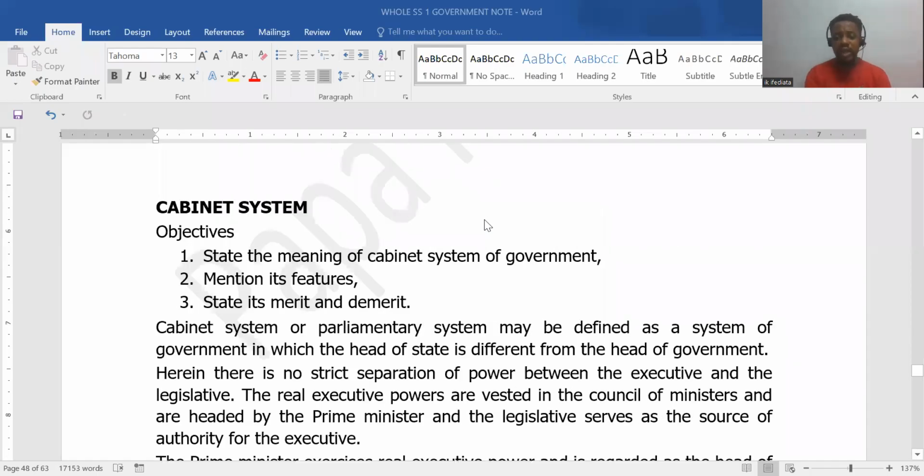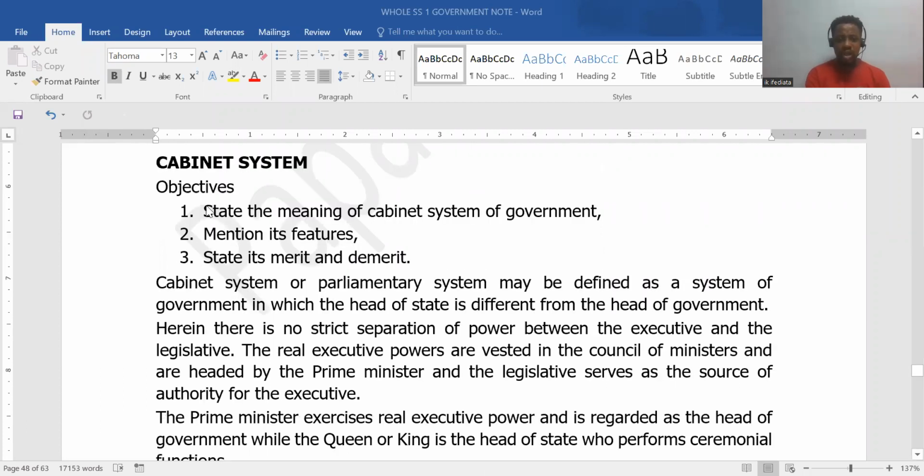So today we are going to look at the cabinet system of government. It's also called the parliamentary system of government. Our objective cuts across the following: state the meaning of the cabinet system, mention its features, and state its merits and demerits.